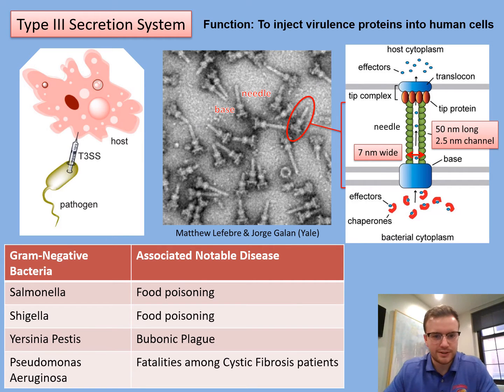All right, so before I get started, I just want to give some background on the Type III Secretion System. Basically, this is just a tool used by gram-negative bacteria to inject their virulence proteins or poison into human cells.